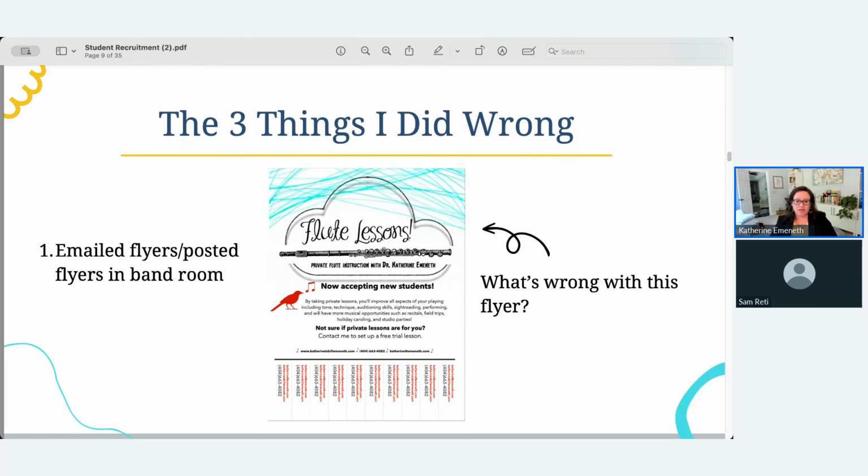Now, I should say also that emailing flyers or posting flyers is not inherently bad. That can be a very helpful marketing strategy. But if you're just emailing them and posting them, and maybe the flyer has this type of content on it, it might not yield the results you hope for. So what do you guys think is wrong? Looks a little distracting. Okay. Anything else you guys can pick out?